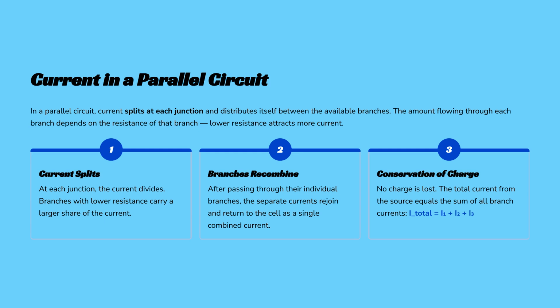In a parallel circuit, current splits at each junction. The amount of current each branch receives depends on its resistance, with lower resistance branches carrying more current. Ultimately, the total current from the source equals the sum of the branch currents.